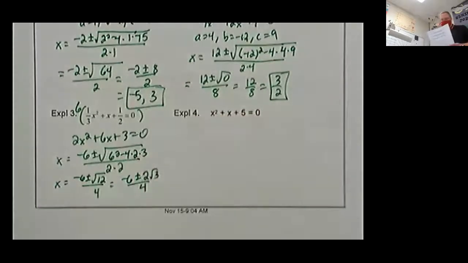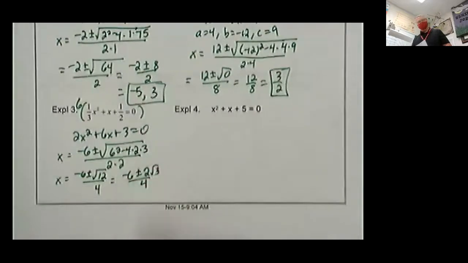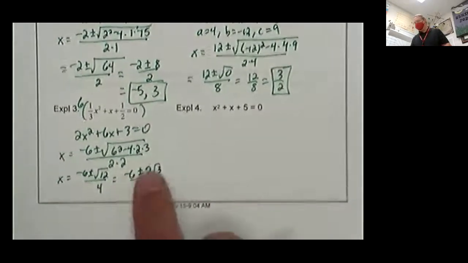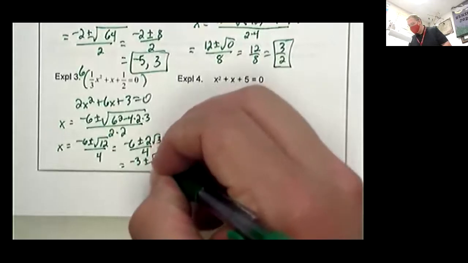over 4. As long as there's a common factor in all three, we can simplify, right? We would normally factor out a 2, but as long as all of these have a factor of 2, we can simplify. We can call this then negative 3 plus or minus root 3 over 2.